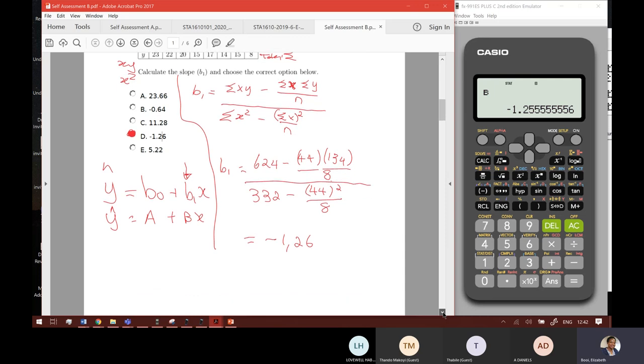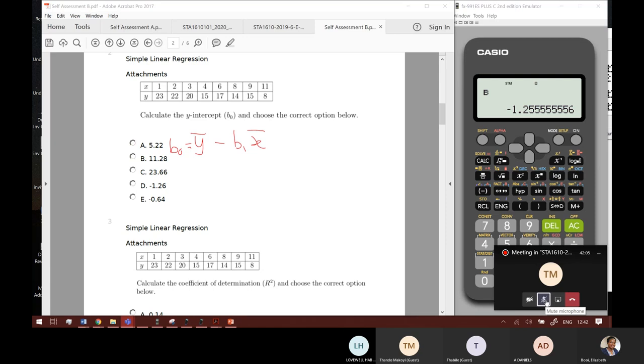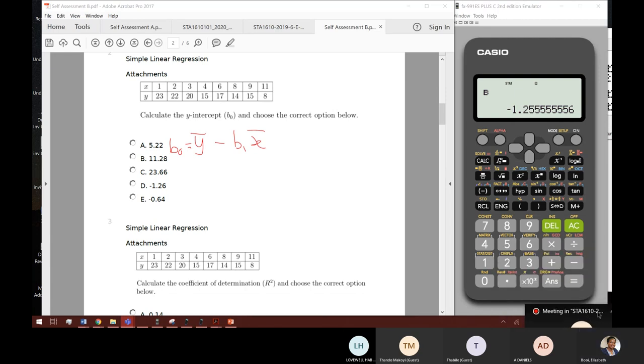Now we need to go and calculate the intercept. Remember, your intercept B0 is equal to your mean of Y minus your B1 times the mean of X. Have you calculated it? Remember our B1, we found it. It was that number. And remember, when you have your answers, you can keep all the values on your calculator.